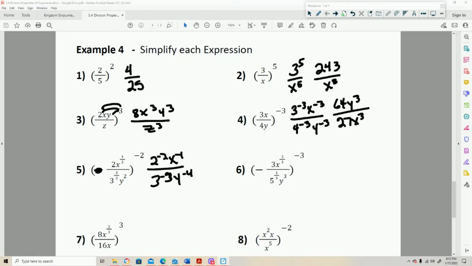Okay, now everything flips. This goes up top, that goes on bottom. So when I put that up there, 3 to the 3rd is 27. y to the 4th right beside it. 2 squared is 4, and it's x to the 1. 27 y to the 4th over 4 x to the 1.